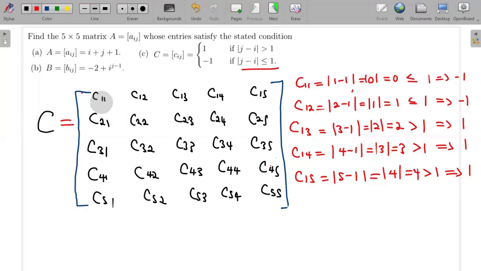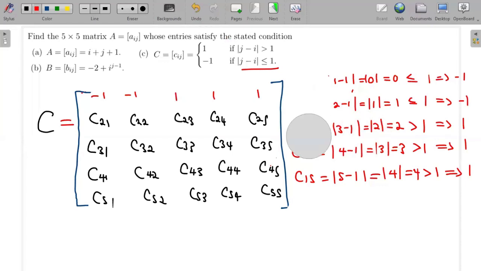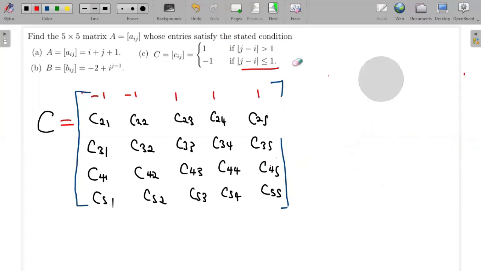Okay, so I'm going to erase and then put in the numbers. So there's minus 1 again. Let me write this in red. So minus 1, minus 1, 1, 1, 1. Those are the entries there. Let's move to the second row, following the same rules.